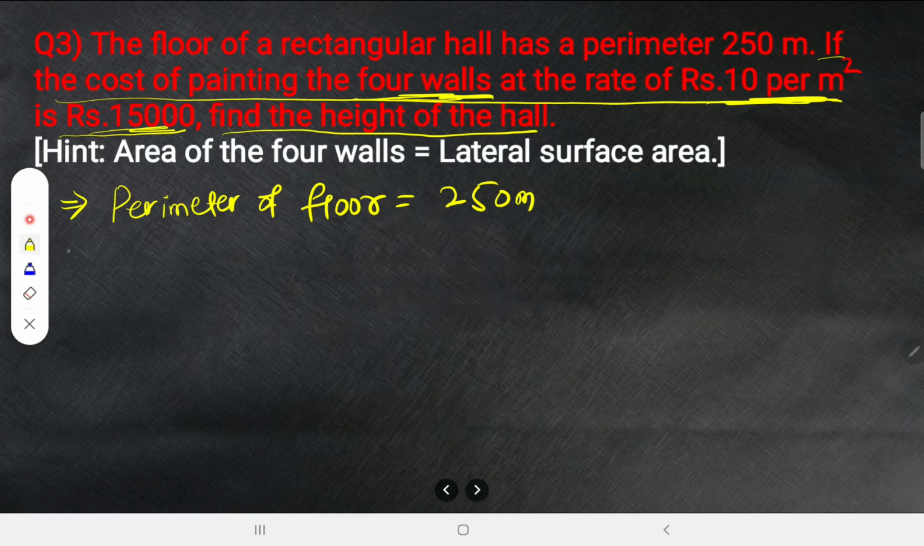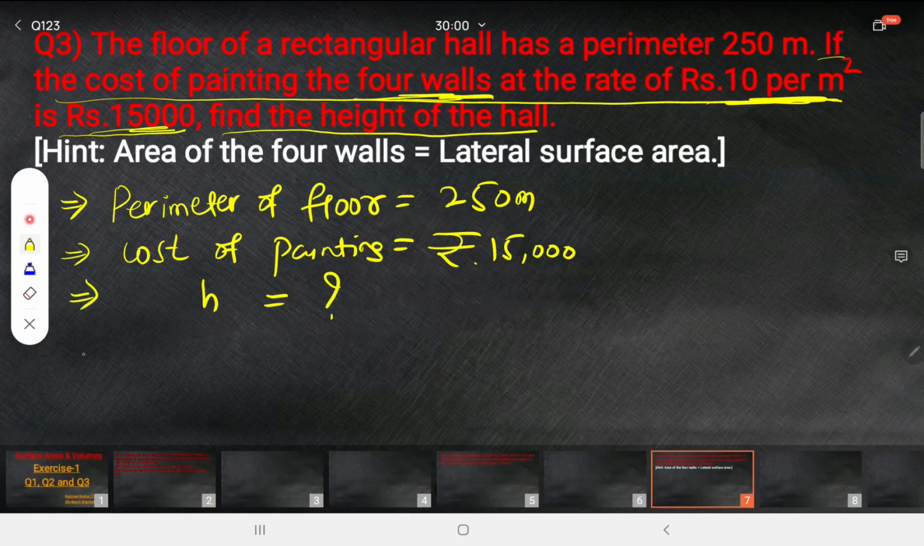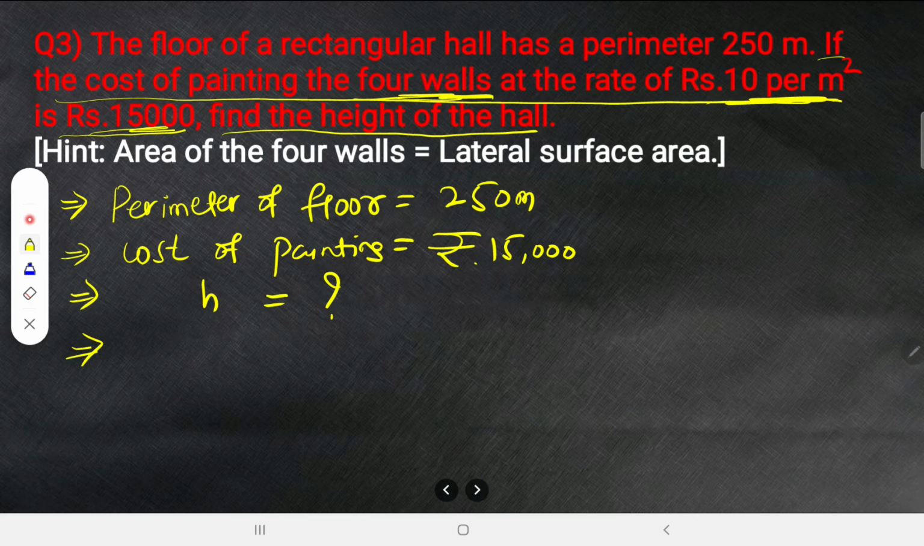All right. So one thing is like a cost of painting. What is the cost of painting? Total cost of painting is like 15,000 rupees. Correct, no? 15,000 rupees they are going to pay for that. Now they are asking about height. Height is equal to question mark. All right. So now we have to make use of all this data.